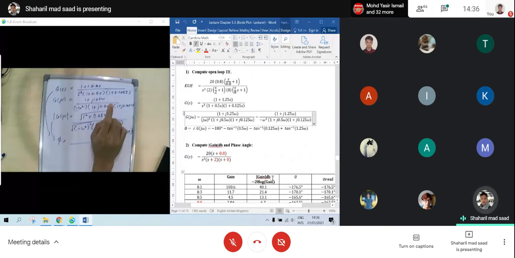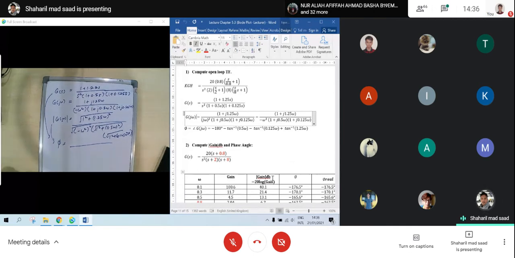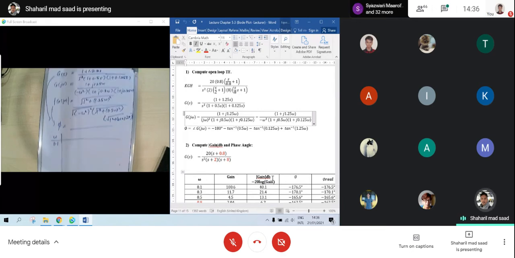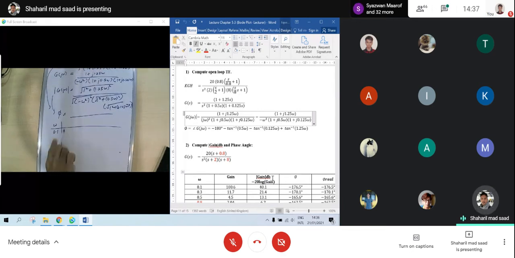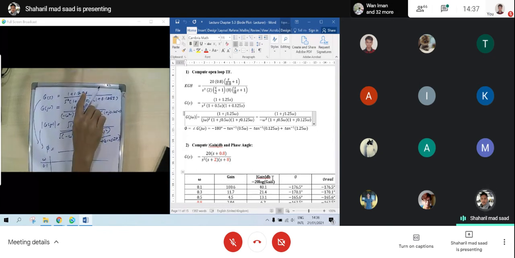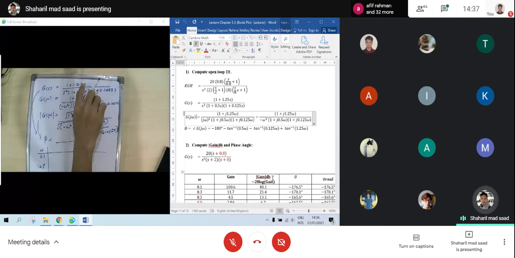You got the equation for this one. In order to find the guideline of your omega, there are two methods. I will show you the first method. If you want to find the guideline of your omega, of course your guideline will start from 0.1 until infinity. So what is in between? You cannot straight away put 1.25 and 0.5.